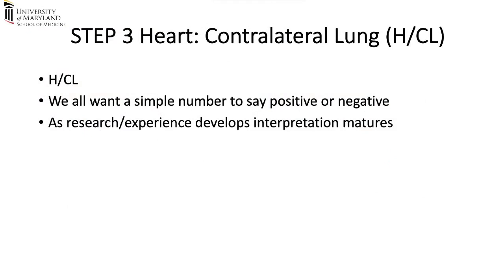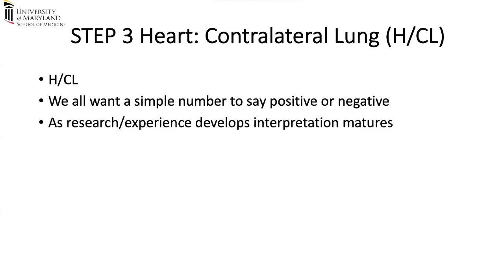So many times early on, people were just doing heart to contralateral lung ratios, coming up with a number and saying positive or negative. They were skipping the grading system. As time has evolved, research, experience, we've learned to mature our interpretations. This is the third step now, because there's a lot of places to make errors in this heart to contralateral lung interpretation. It's easy. We want a number. Oh, above whatever, it's positive. It's just not that simple.